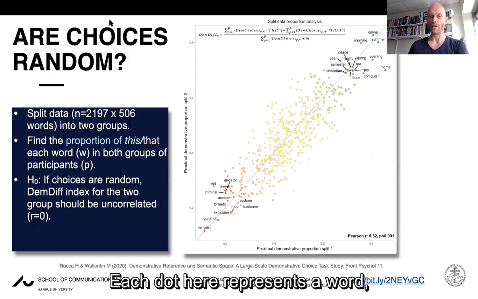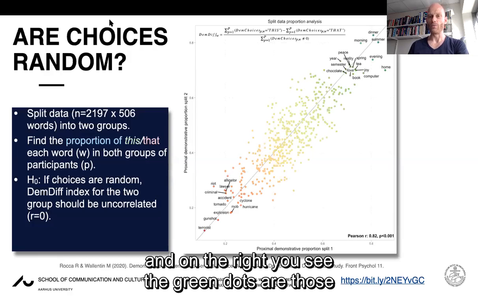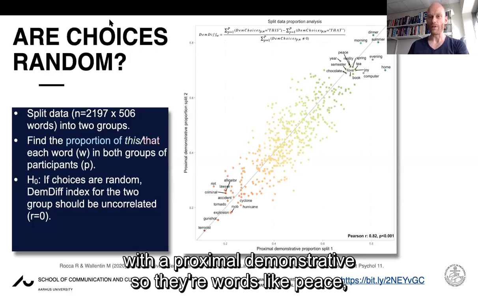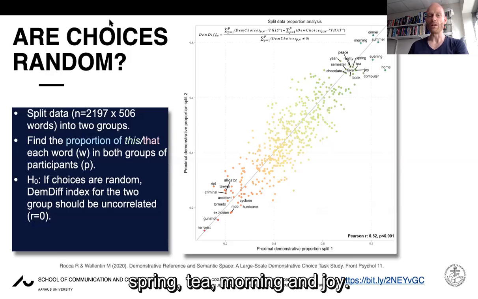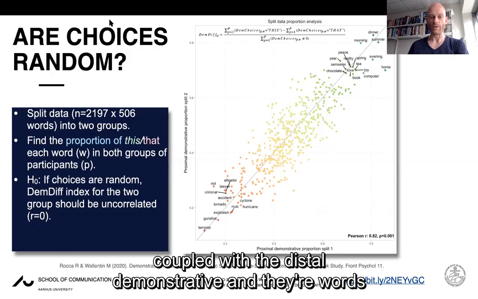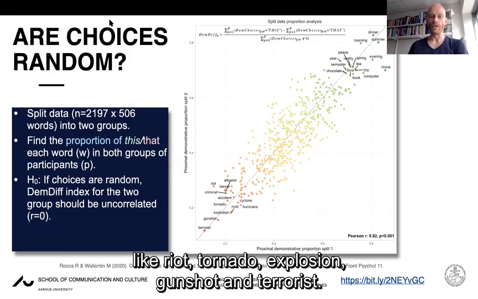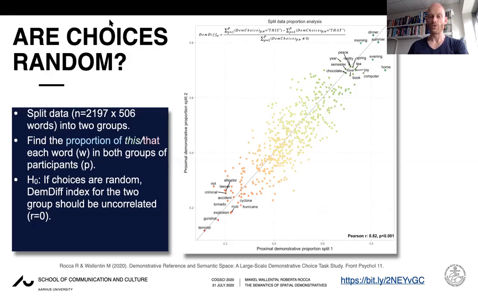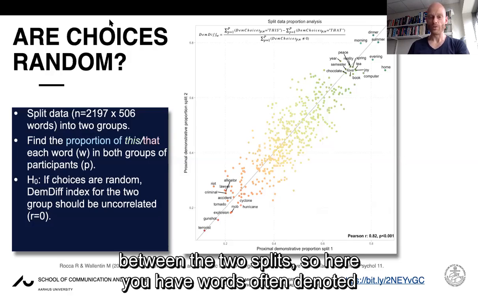Each dot here represents a word, and on the right you see the green dots are those that have most often been coupled with a proximal demonstrative. So there are words like peace, spring, tea, morning, and joy, whereas words on the left are those that are most often coupled with a distal demonstrative, and they are words like riot, tornado, explosion, gunshot, and terrorist. And there's a Pearson correlation of 0.82 between the two splits.